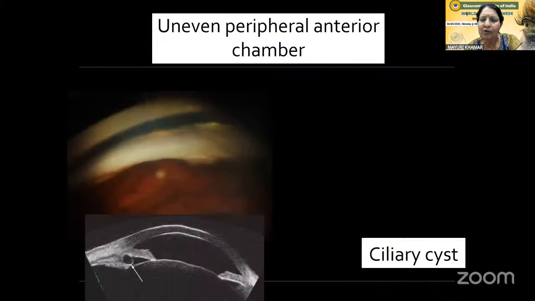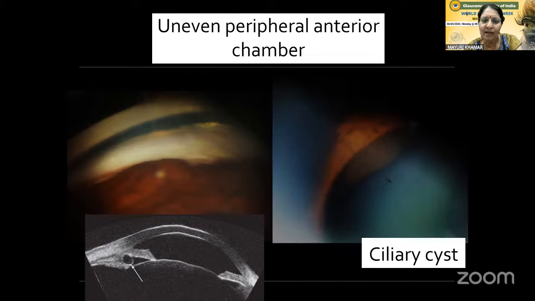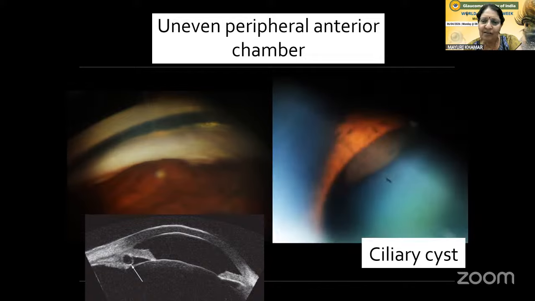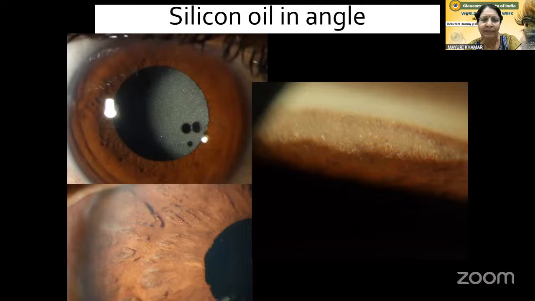This was a case showing a bump in the angle. It was only in one quadrant. So we did a UBM in this patient and found that there was a ciliary body cyst. On full dilatation, we could see the ciliary body cyst. Silicone oil glaucoma is very easy to see: silicone oil in the crypts of the iris as well as in the angle.